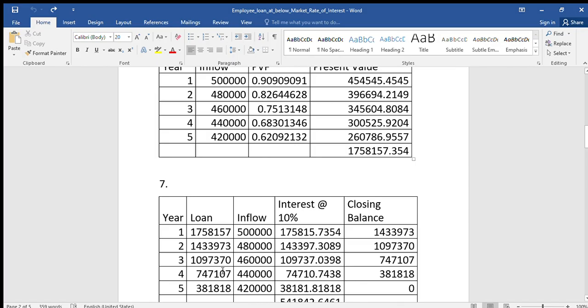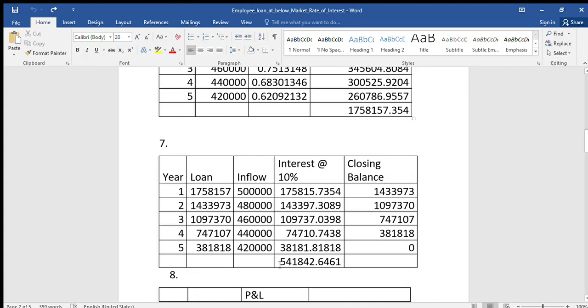Now 747,107 into 10% would be 74,710. 747,107 plus 74,710 minus 4,40,000 would be 381,818, which will be the opening balance for year 5. 10% of 381,818 would be 38,181. So we add 381,818 to 38,181, less 4,20,000, which would be 0. So the total interest at 10% would be 541,842.